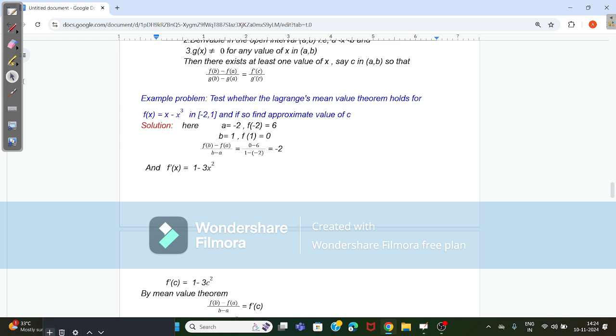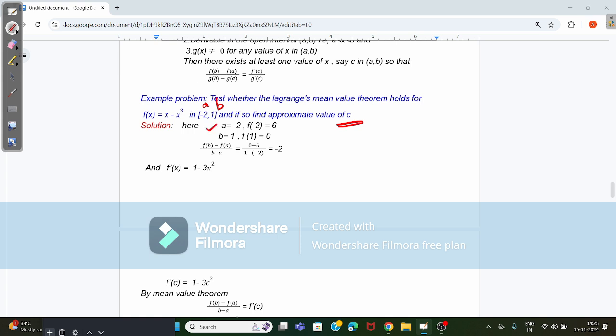Now test whether Lagrange's mean value theorem holds for f of x is equal to x minus x cube in the interval minus 2 comma 1. This is the value of a and this is the value of b. And if so, find the approximate value of c. What is the value of c? We have to find it out.